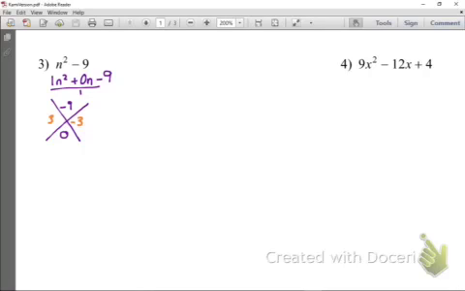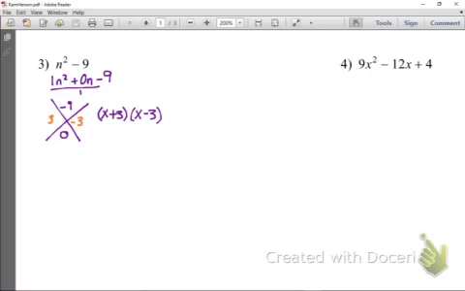Divide by A. Well, my A in this case is just a 1, so I don't need to divide by anything. So I'm going to go to my parentheses. You should have an x plus 3 and an x minus 3 as an answer. Okay, x plus 3 and x minus 3 as an answer.